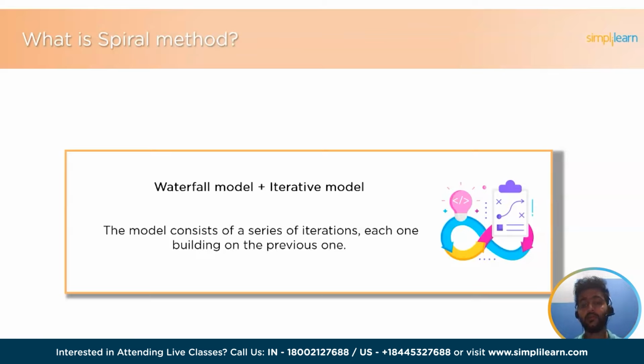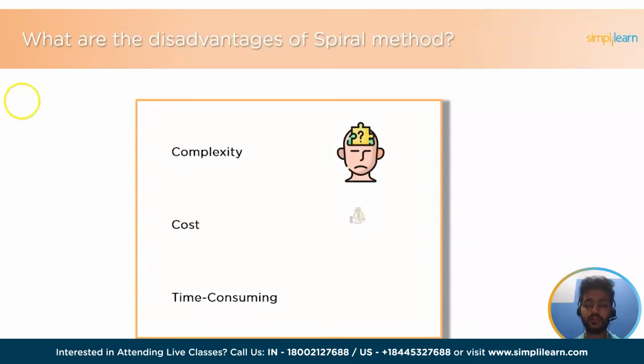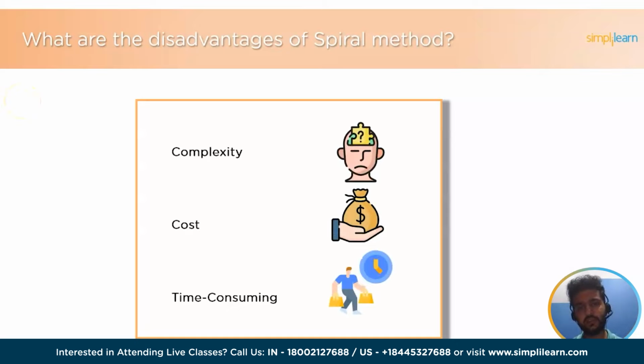Next up we have what are the disadvantages of a spiral model. So there are some disadvantages of a spiral model. For example, complexity, cost, time consuming. So let's understand those. Complexity. The spiral model is a complex model and requires a highly experienced team and good project management skills. It is not suitable for small or simple projects.